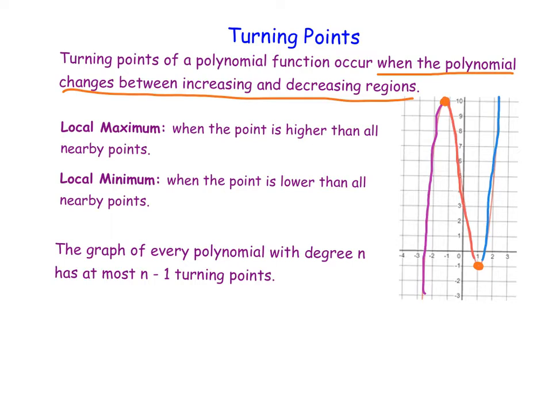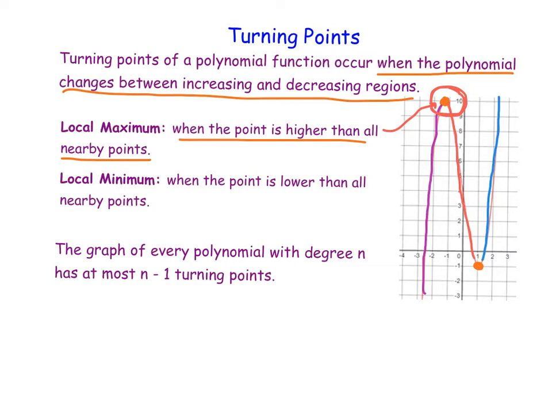One is called a local maximum, and that occurs when the point is higher than all of its other nearby points. So it's not saying it's the highest point on the graph, it's just saying that locally around this point, it is, compared to the points that are nearby, the highest point. And when I look, I notice here that this point right here is a local maximum because all of the other points around it are below it.